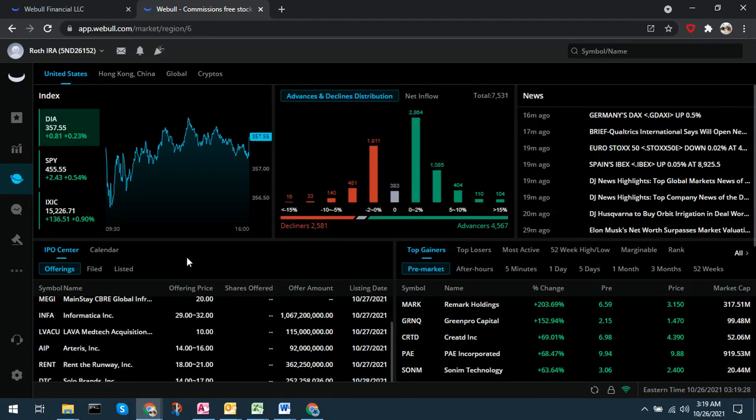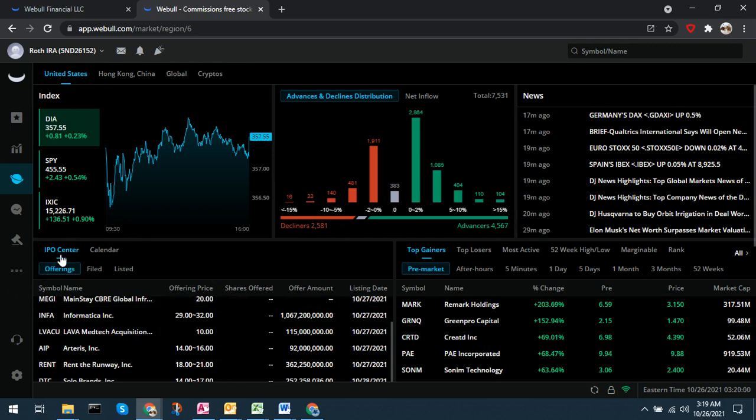Okay, the center left pane in the market screen in Webull contains both the IPO Center and the calendar. The IPO Center is typically selected by default, and it's showing new IPO offerings. It will show you the offering price and the amount, when it was listed, and shares offered once that goes live. So if you're into trading IPOs, this is very helpful.